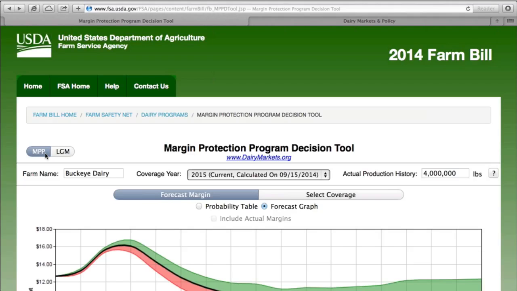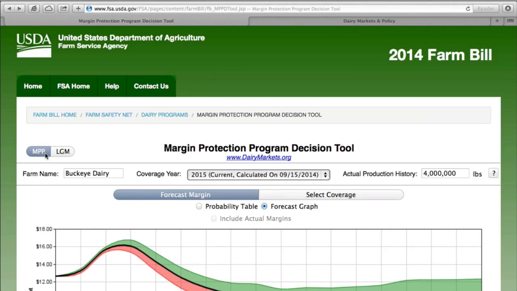Let's look at this next question. Does a producer have to pay $100 for 2014 and 2015? Yes, you do. The $100 covers administrative fees. So if you were in for 2014 and you're in for 2015, then yes, you'd need to pay $100 for both years.